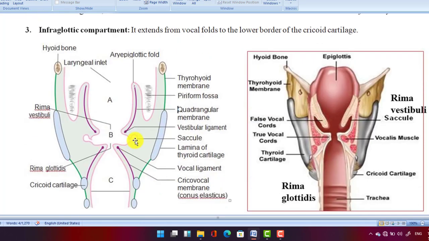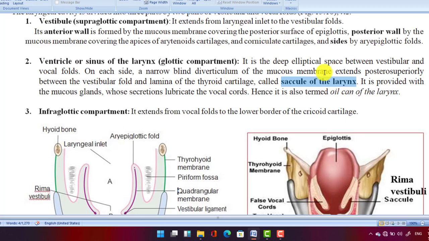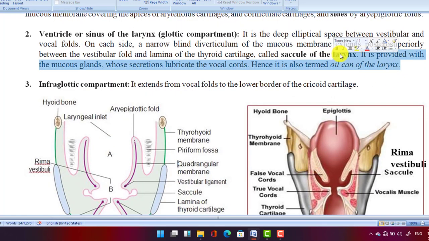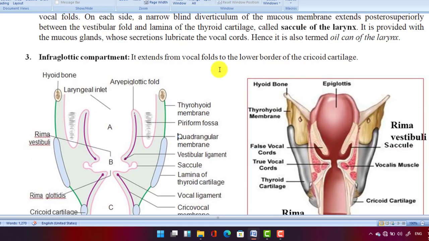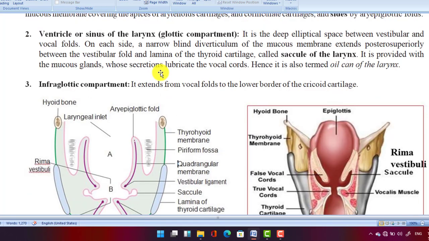These spaces are called the saccules. You can see in this picture, these saccules are shown very prominently. What is the importance of these saccules? It is provided with mucous membrane, mucous glands. These saccules contain mucous glands whose secretions lubricate the vocal cords, which helps us in talking freely and producing sound. Hence it is also termed the oil can of the larynx. The oil can of the larynx are the saccules of the larynx. They produce mucus, they produce oily lubricant fluid.